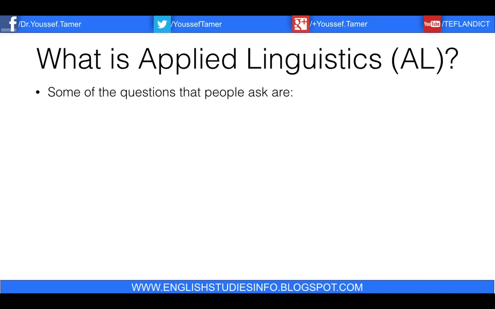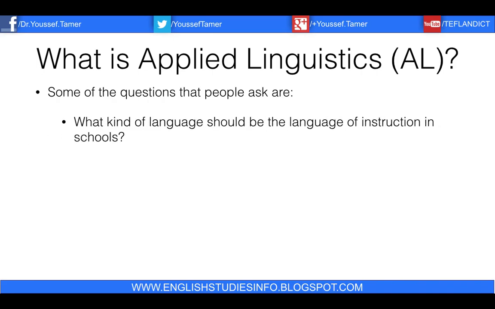What is applied linguistics? Some of the questions that I mentioned already, I have already talked about in the introduction, but I will repeat them here because we're teaching. One of the main things about teaching, you have to know this, is repetition. So the more you repeat for the students, the better for the students.